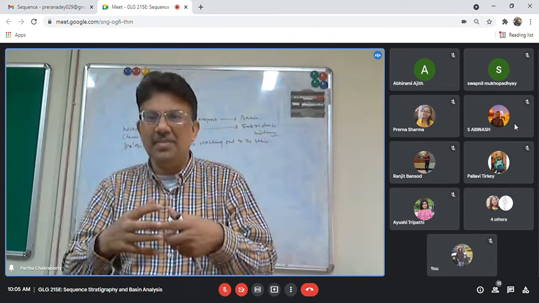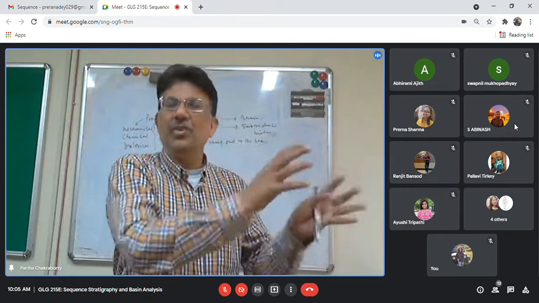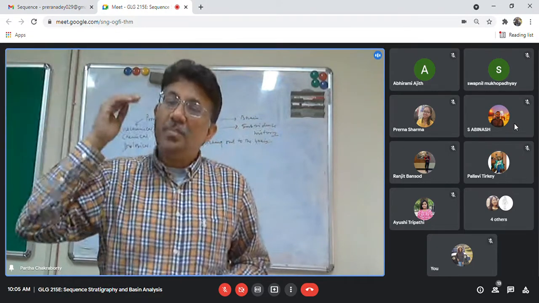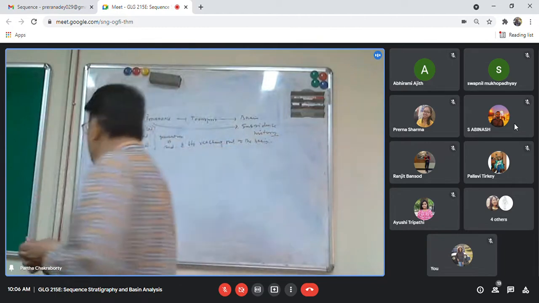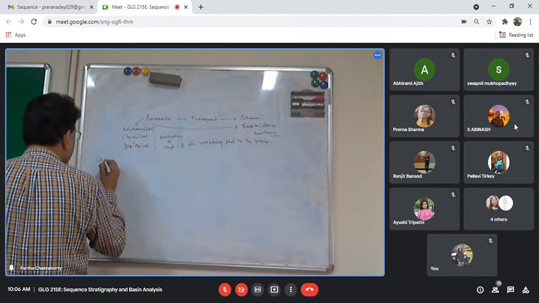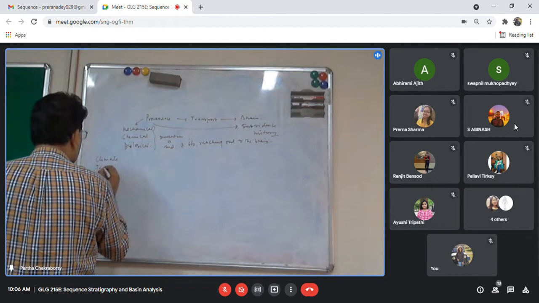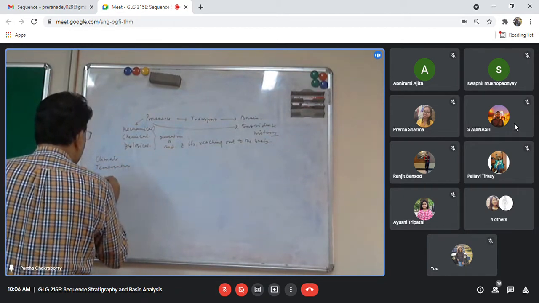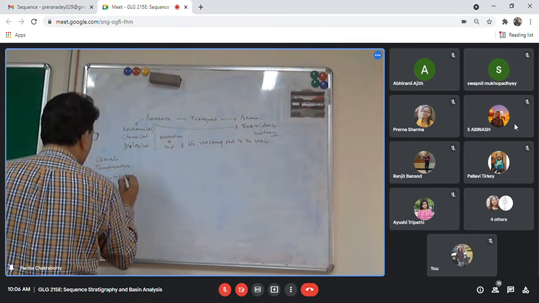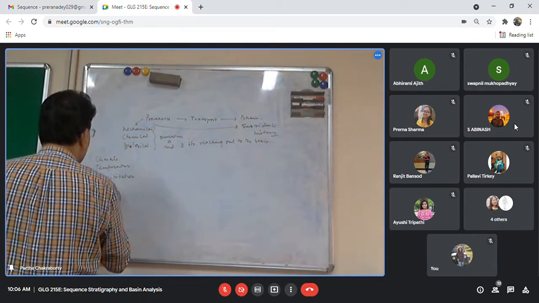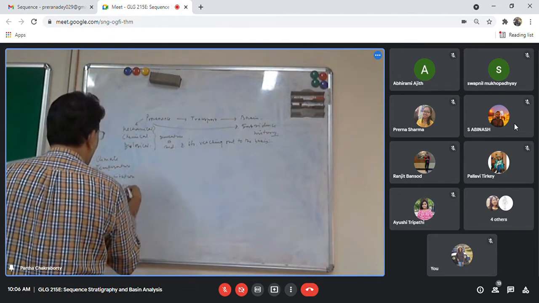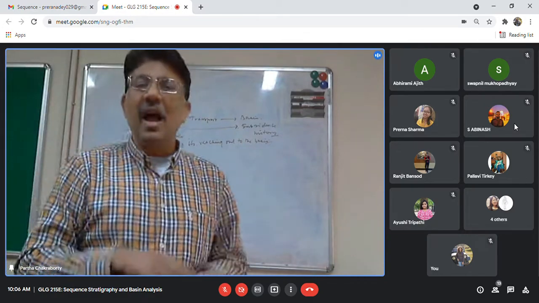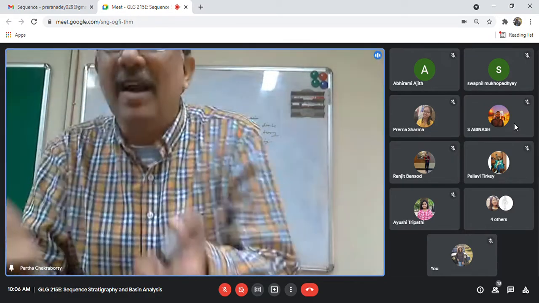Now this entire synchronicity of the system, that is the weathering and erosion, depends heavily on the climate. So what does it depend upon in the climate? It depends upon temperature, precipitation, and evaporation. All these factors are equally important for how much sediment will be delivered in the basin.